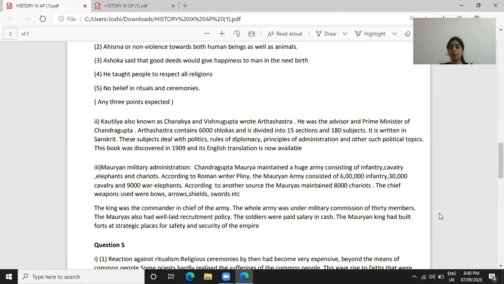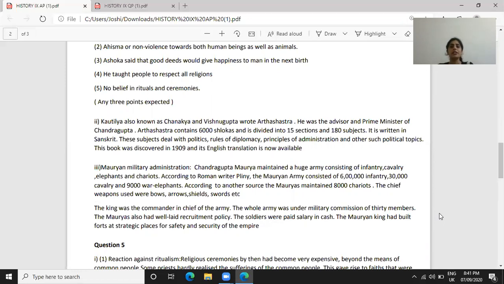Let's start with it. Kautilya, also known as Chanakya and Vishnugupta, wrote Artha Shastra. Point 2. He was the advisor and prime minister of Chandragupta. Artha Shastra contains 6,000 slokas and is divided into 15 sections and 180 subjects.